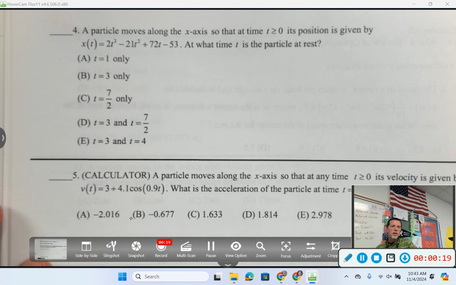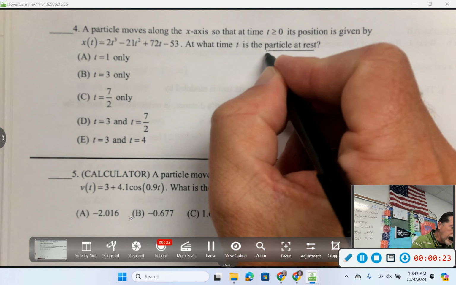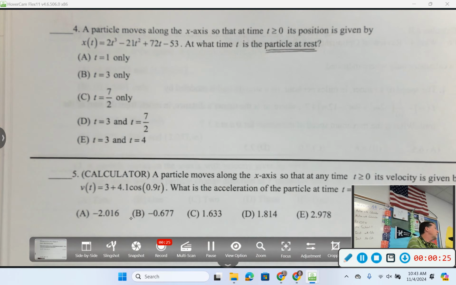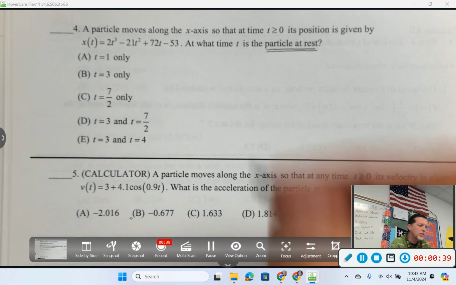Number 4. At what time is the particle at rest? Alex, what's it mean when it says particle at rest? What would I be looking for? What's 0? Other than Michael whispered it in your ear. What's 0? I mean, you're right, but what equals 0? The velocity equals 0.